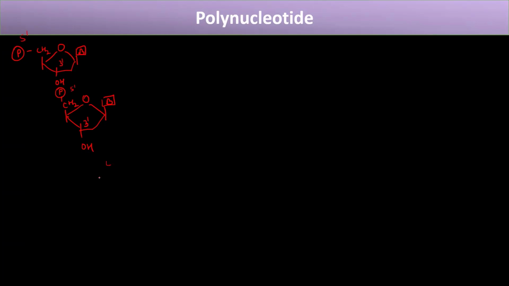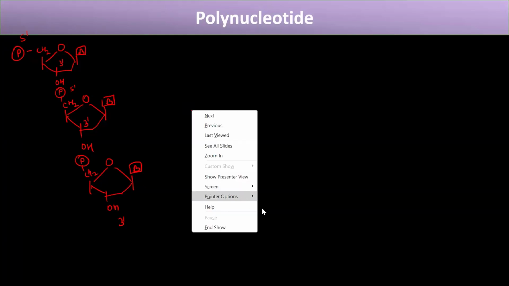Then again, the third nucleotide will come, and this will be arranged in a similar fashion. Here will be the base, CH2, P, where I'm representing the phosphate by P, and then you will have OH, and likewise. So this is a 3 prime, this is a 5 prime. Now, what will they do? They will link together and form a bond, and this bond formation will lead to the release of a water molecule, right?